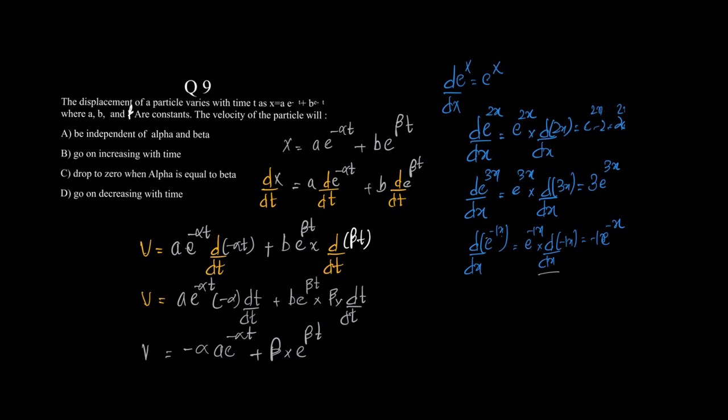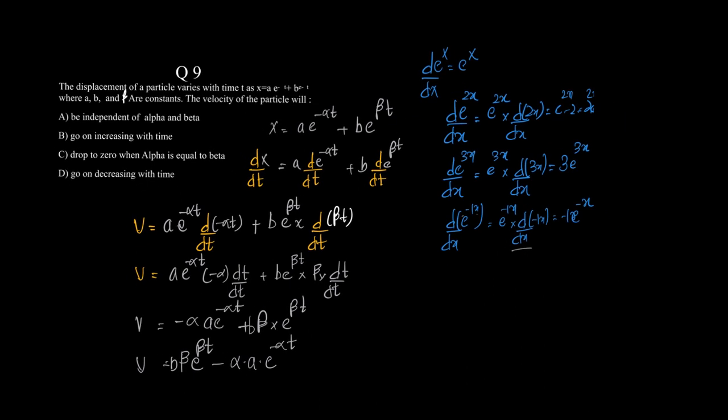All right. So what I'll do is I'll write the positive term first. So v is equal to b into beta into e raised to beta t, oh, I'm sorry, I skipped b here, right? So this is b into beta into e raised to beta t, minus alpha into a into e raised to minus alpha t.